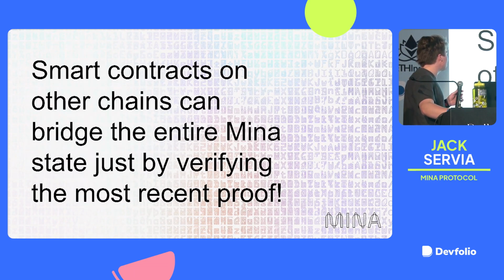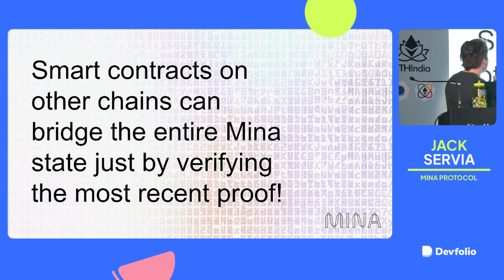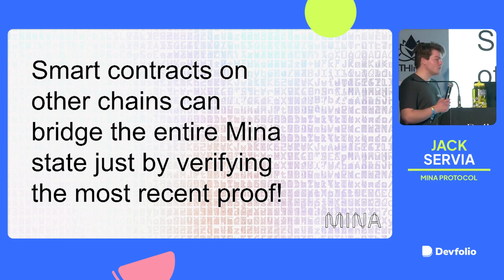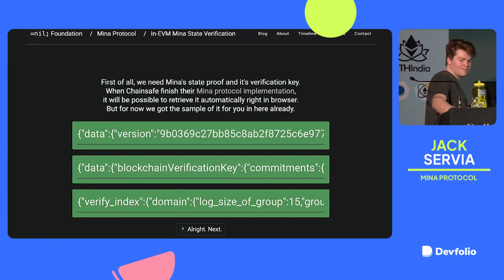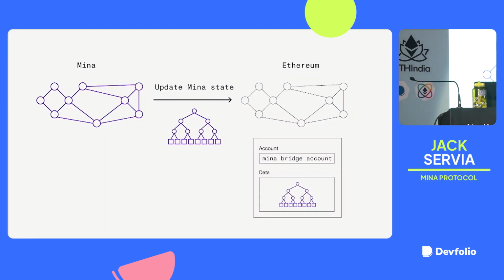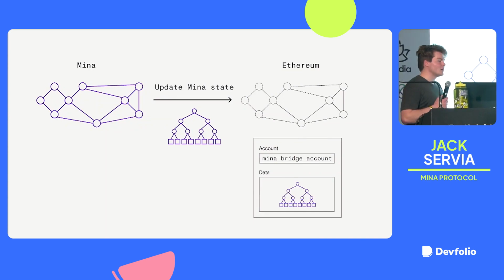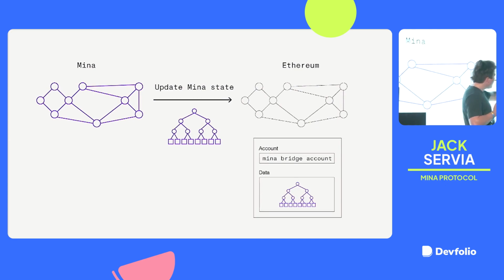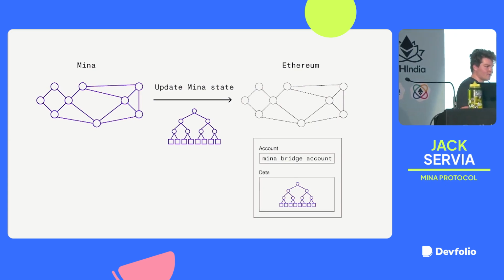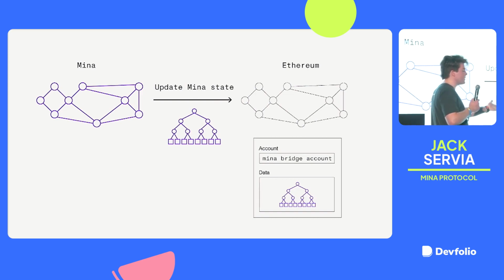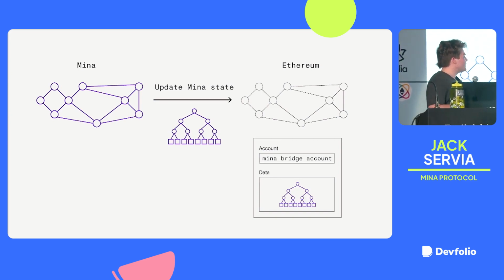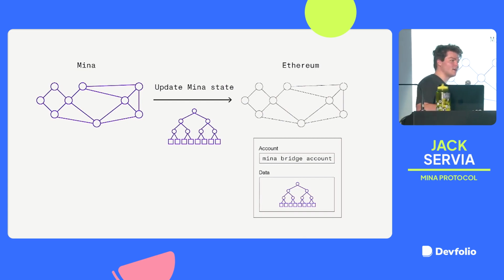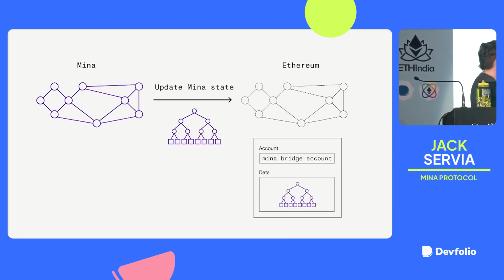Bridging is another thing that we can do kind of differently than I think a lot of other blockchains. A smart contract on another chain can bridge the whole Mina state just by verifying the most recent proof that Mina generates. Well, I guess here's a good example. We can write a smart contract on Ethereum with a method, and the method will take in as an argument the Mina state root, the root of this Merkle tree, and it will also take in the most recent Mina zero-knowledge proof. Then any user can call this method, pass in the most recent zero-knowledge proof, and pass in the Mina state root. And this Ethereum contract can check that the zero-knowledge proof is valid. And if it is, then it can update the state root on Ethereum.